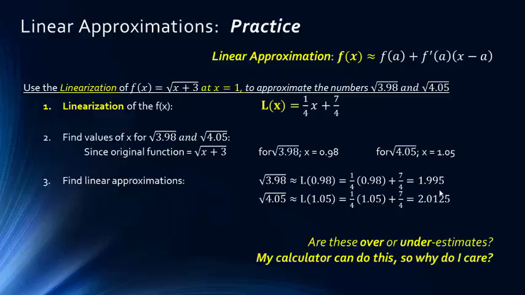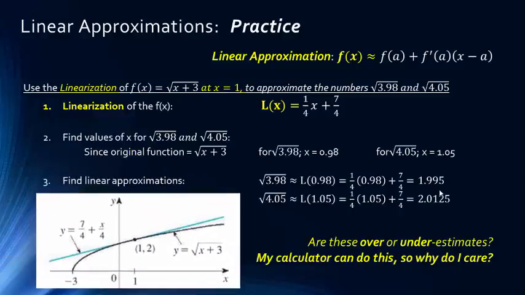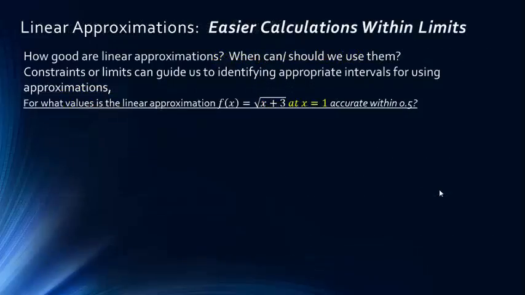Now this is asking us if they're over or under estimates. Okay, let's look at that. Well, if we look at the curve, we can see that the tangent line is above the curve. So these are both over estimates.